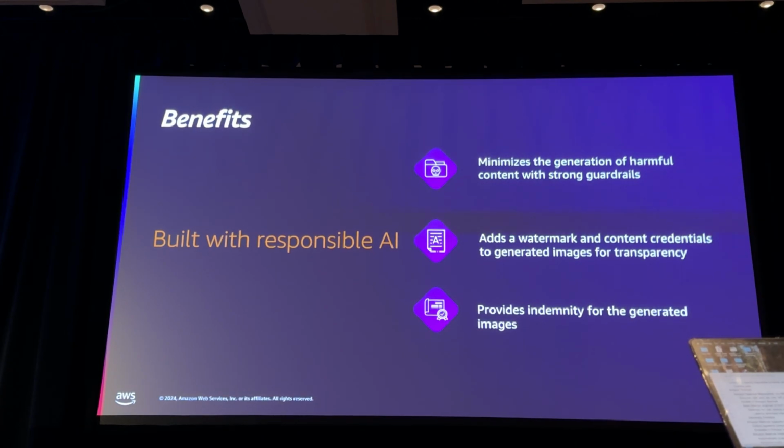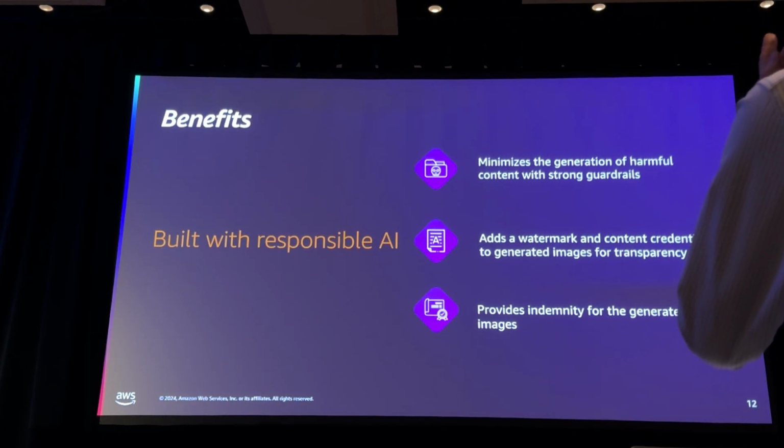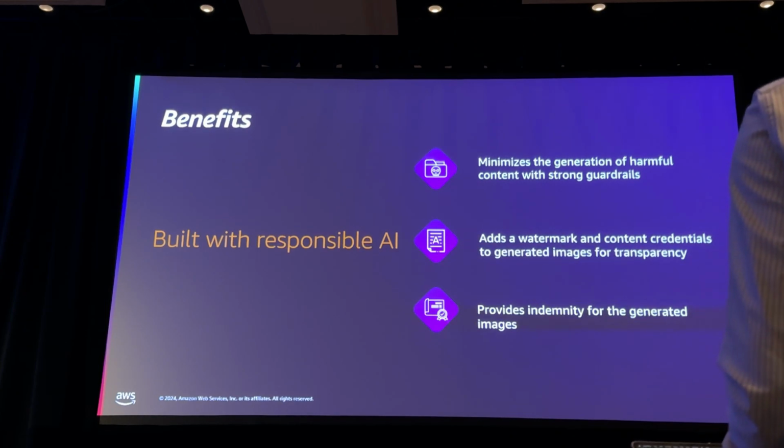Now, all our models are built with responsible AI in mind. We have specific guardrails on both input and output to minimize the generation of any harmful content, so that our customers, such as you, do not have to build your own guardrails around both the text prompts as well as the output images. Every generated image that is an output of Nova Canvas has an invisible watermark added to it for transparency. And this is in line with Amazon's promise to the White House as well.